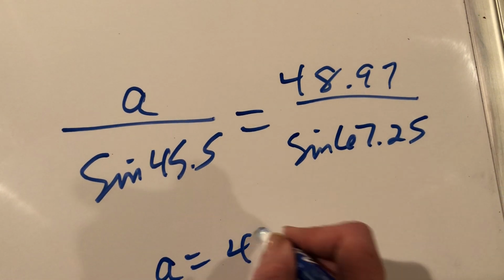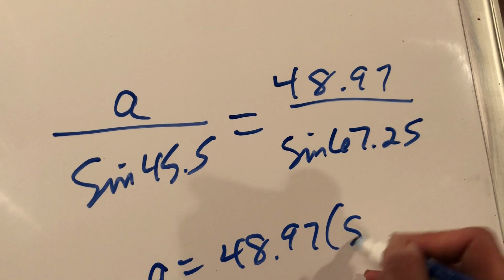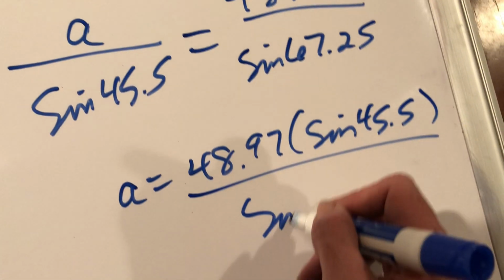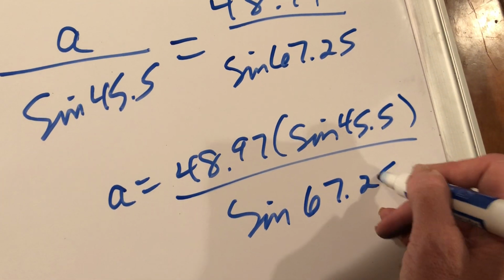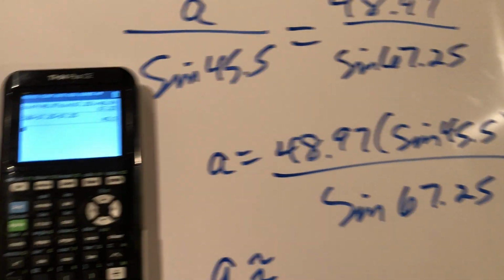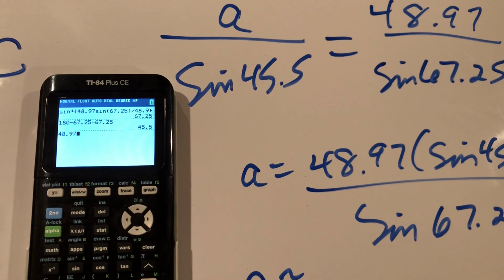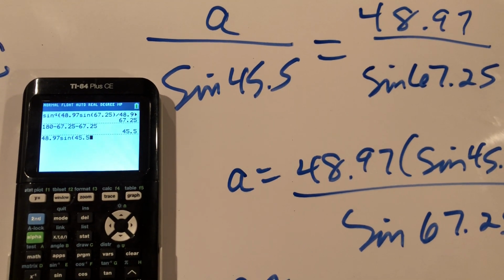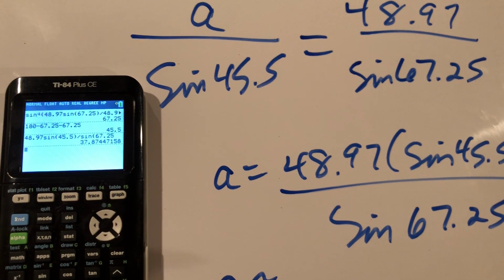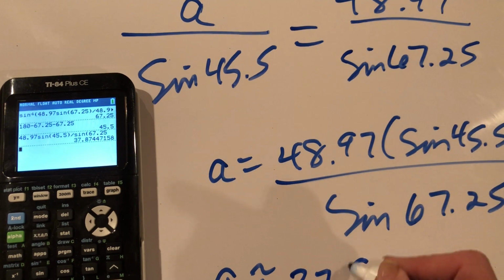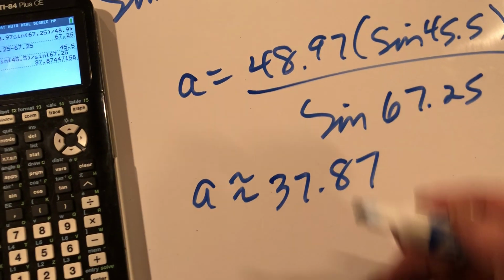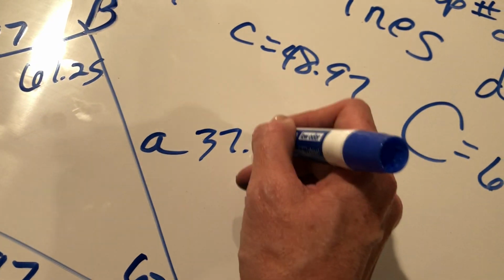So the only move that has to be made is the sine of 45.5. You really don't have to put parentheses around that. And then you type that in. So 48.97 sine 45.5, close parentheses, divided by sine 67.25, 37.87. So side A is 37.87.